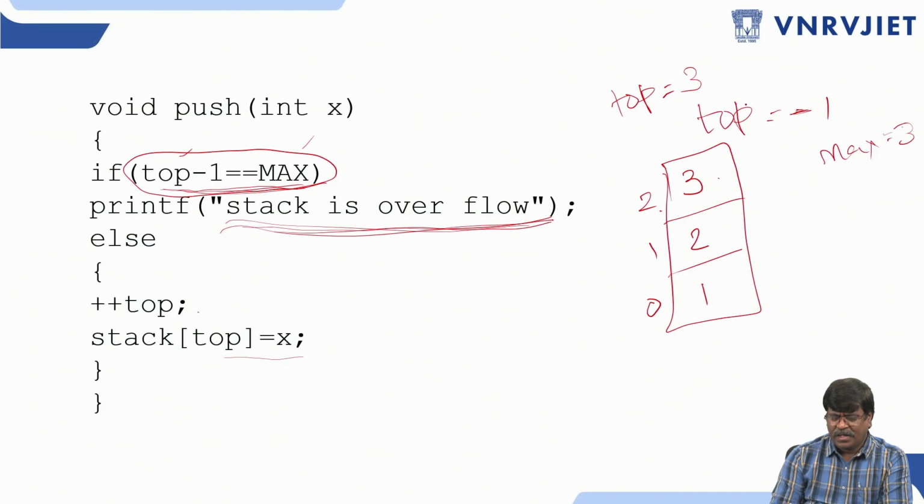Otherwise, for an empty stack, top is -1. First you increment the top value, so top becomes 0. Then you insert the data. You increment the top value, you insert the data. I can do this operation until the top reaches max - 1 in the stack. So this is the push operation.